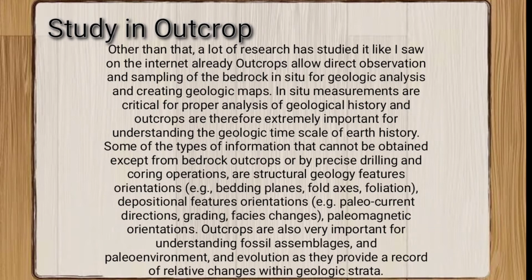Some of the types of information that cannot be obtained except from bedrock outcrops or by precise drilling and coring operations are structural geology for feature orientations, like bedding planes, fold axes, foliations; depositional feature orientations, like paleocurrent directions, grading, facies changes; and paleomagnetic orientations. Outcrops are also very important for understanding fossil assemblage, paleo-environment, and evolution, as they provide a record of relative changes within geologic strata.